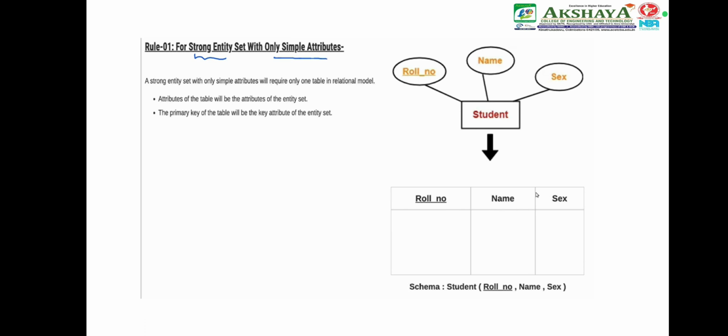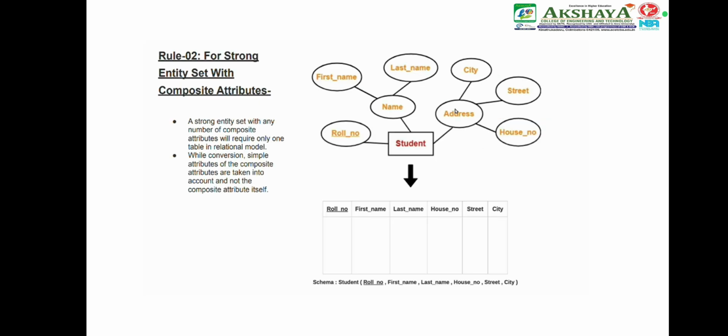The second rule is for a strong entity set with composite attributes. A strong entity set with any number of composite attributes will require only one table in the relational model. While conversion, simple attributes of the composite attributes are taken into account and not the composite attribute itself.